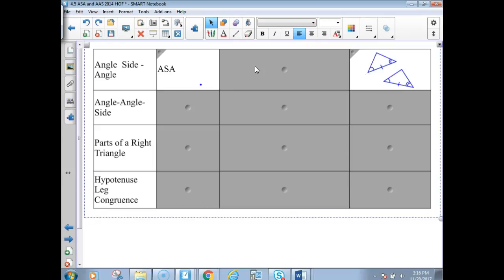Okay, that's your picture, and what this thing says is, if two angles and the included side are congruent on two triangles, then the two triangles are congruent. Whatever you need to write is all what you need to write. If you're happy with the picture, just so long as you know what an included side means, that's great.